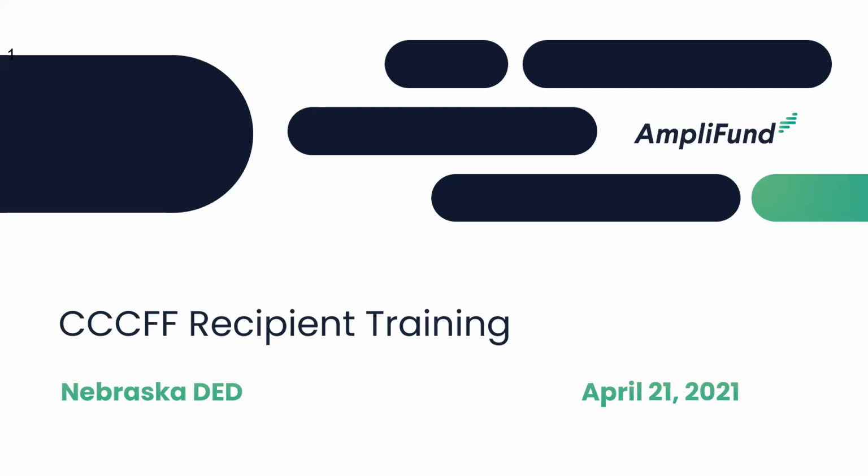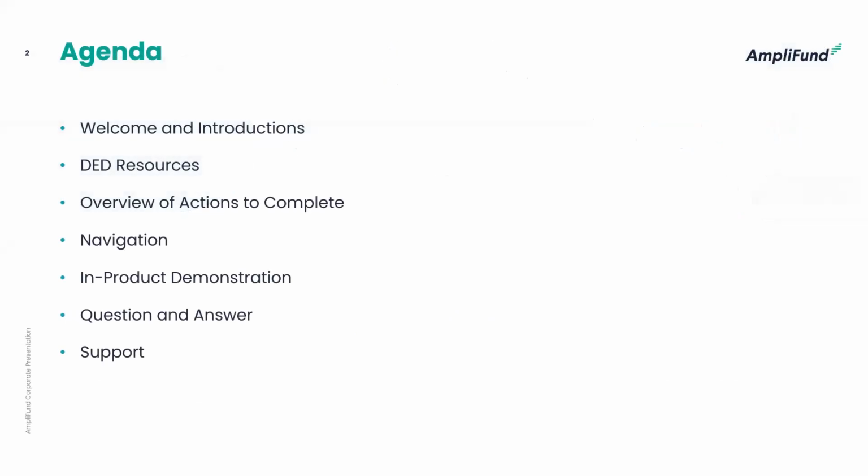So I'm going to go through an agenda of some of the topics that we'll be focusing on and discussing today. The first thing that we want to do is present you with the resources that are available to you. Utilizing Amplifund and doing some of the reporting, there's going to be a lot of new things that we're going to be taking a look at. There are a number of resources available to you on the DED website. I'm going to go over what those are specifically so that you can call upon those as you're completing the tasks for your award in Amplifund.